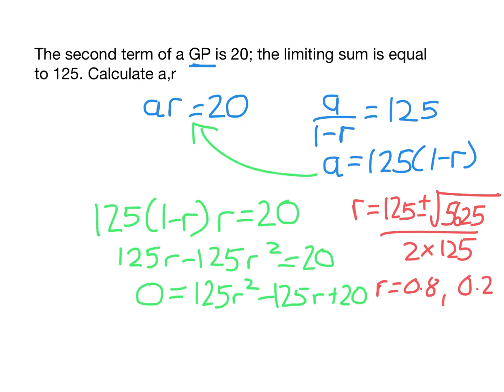So now we need to find a. I'm going to again substitute back here. So if r is equal to 0.8, a is just 20 divided by 0.8, which is 25. If r is 0.2, then a is just 20 divided by 0.2, which is 100. So both of these are possible. We could have the sequence 25, 20, 16. That will give you a limiting sum of 125. We could also have the sequence 100, 20, 4. That will also give you a limiting sum of 125.